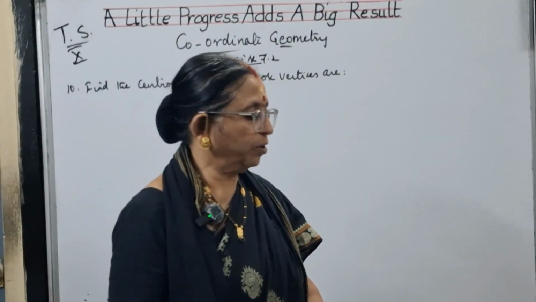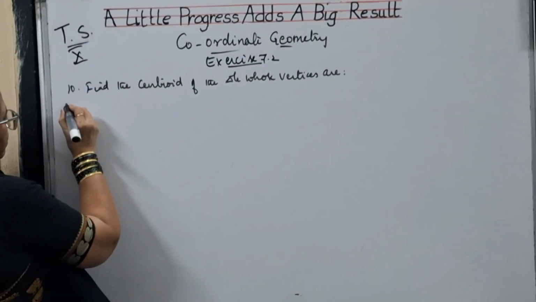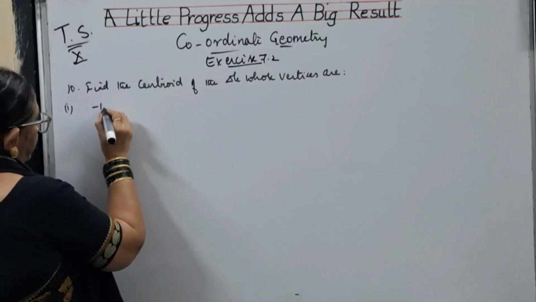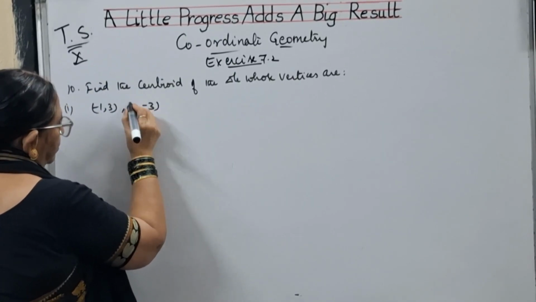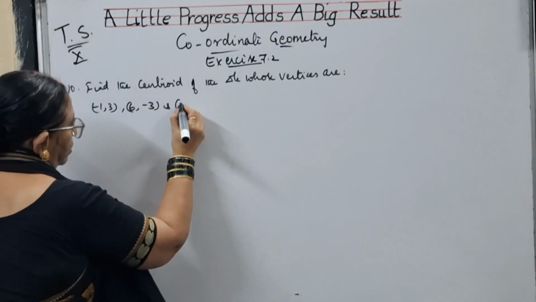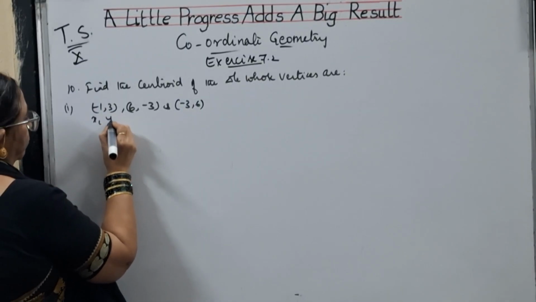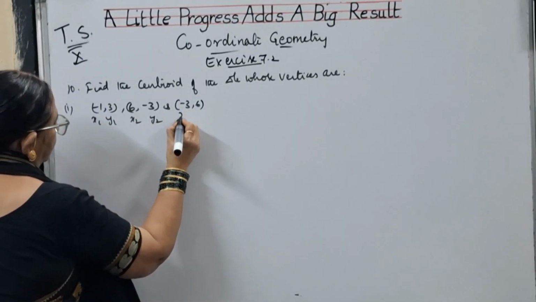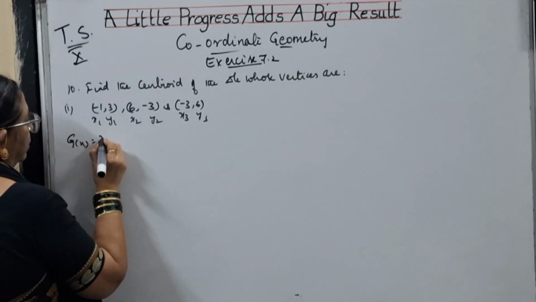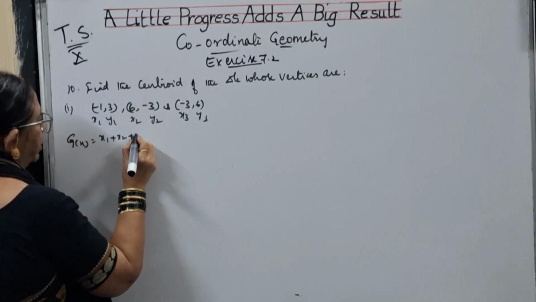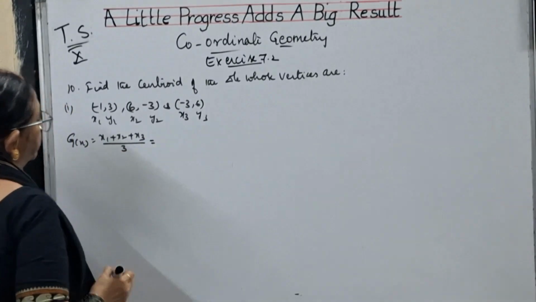Now the next one is you have to find the centroid of the triangle, children. They have given the vertices. First problem. Vertices are minus 1 comma 3 and 6 comma minus 3 and minus 3 comma 6. So we call it as x1, y1, x2, y2, x3, y3. And centroid g of x is equal to (x1 plus x2 plus x3) by 3. Already I have derived, children. I hope you are remembering this.